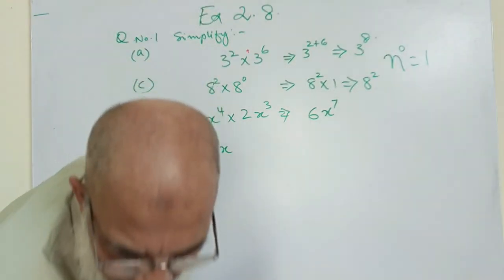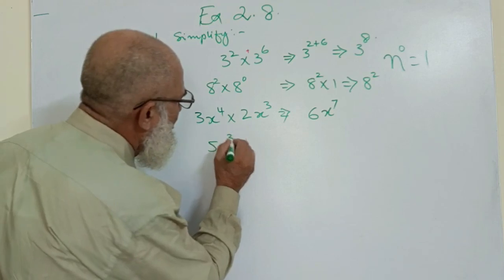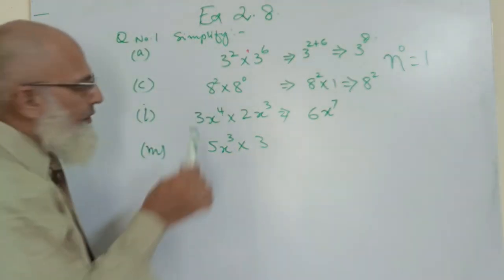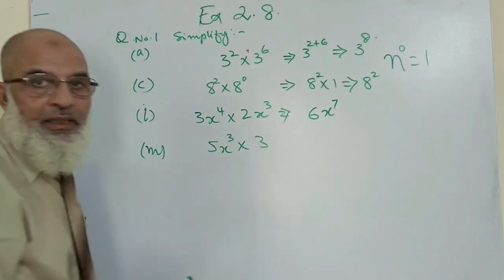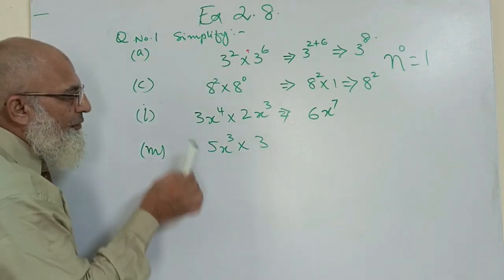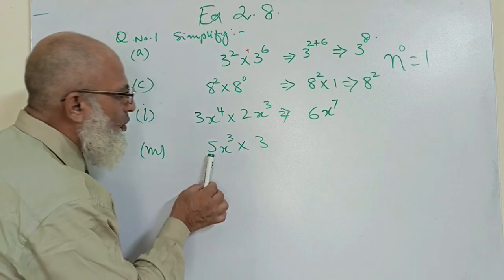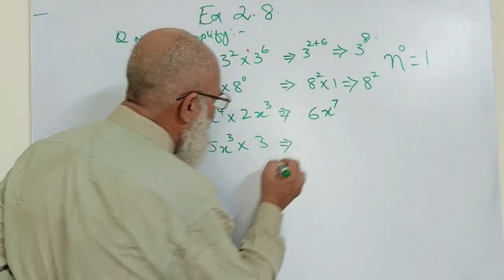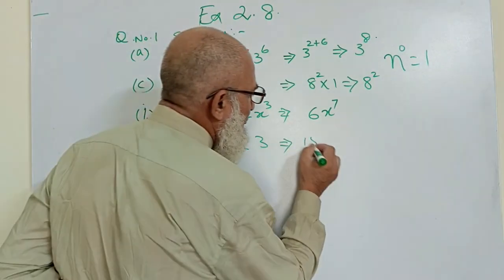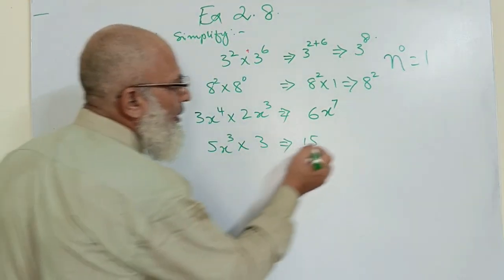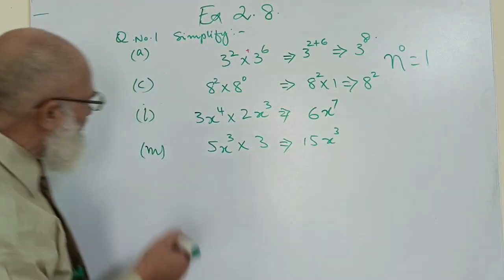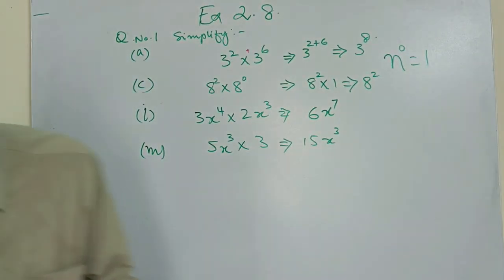5x cube multiplied by 3. Now just like this, where we have multiplied the coefficients together, we can also multiply a coefficient with a constant. So no harm in doing like this. 15, and it is all alone, and it will become x cube. So let's proceed to question number 2 quickly.